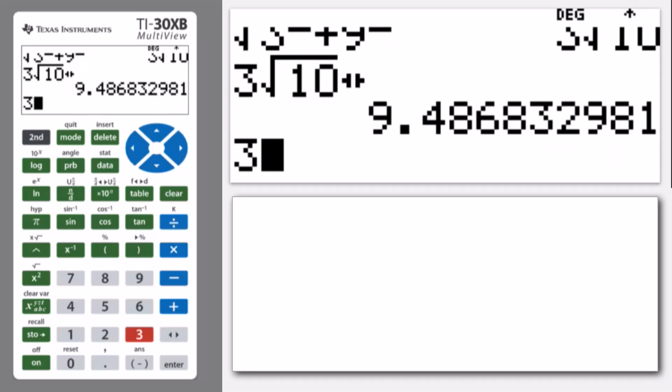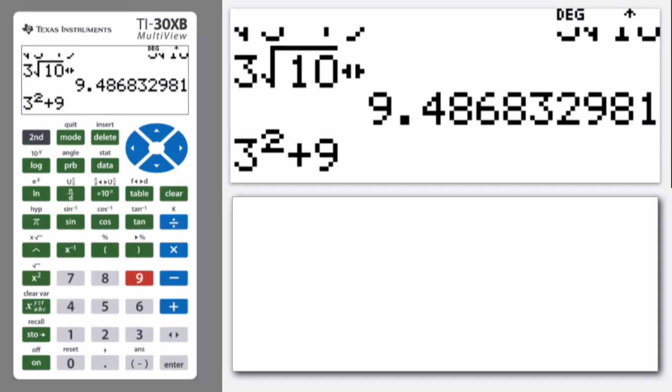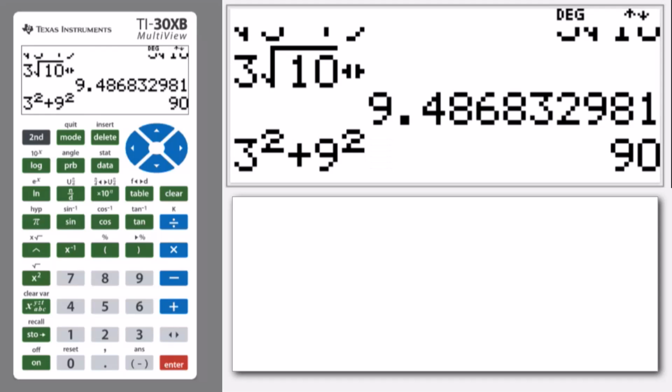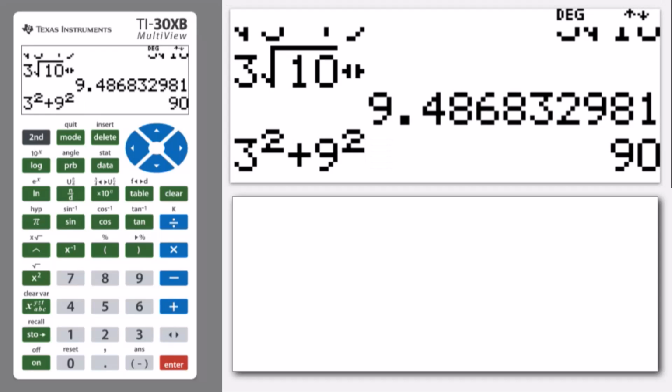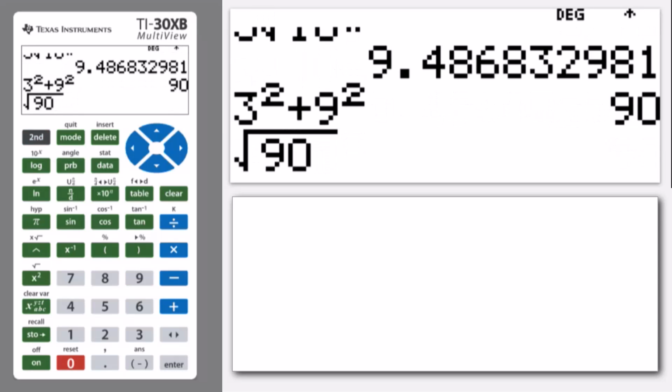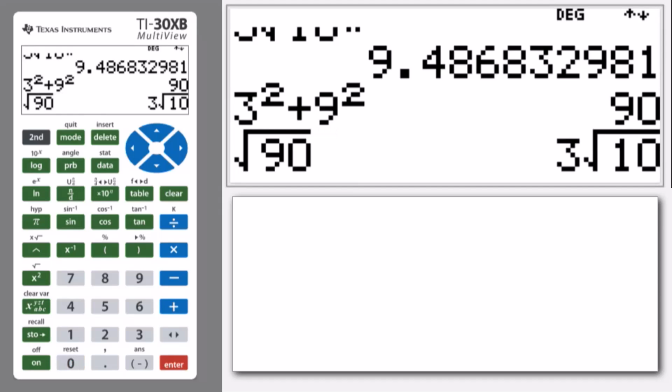But if we have a look at these numbers, 3 squared plus 9 squared, we've got 90 in that square root. So let's do the square root of 90. And what we get is 3 root 10.